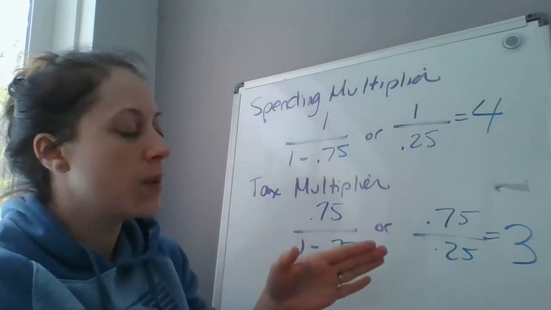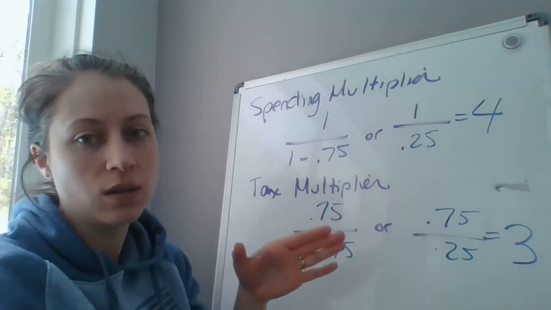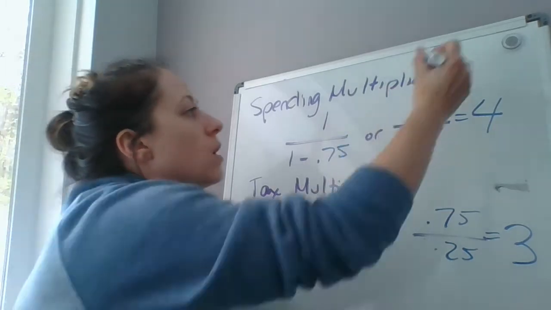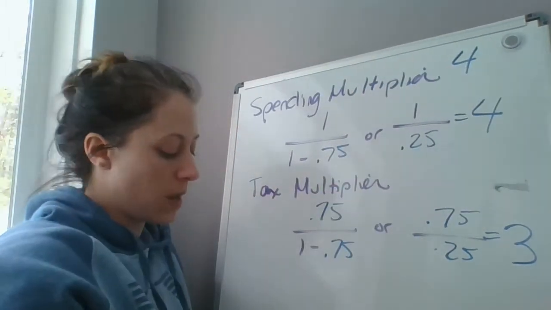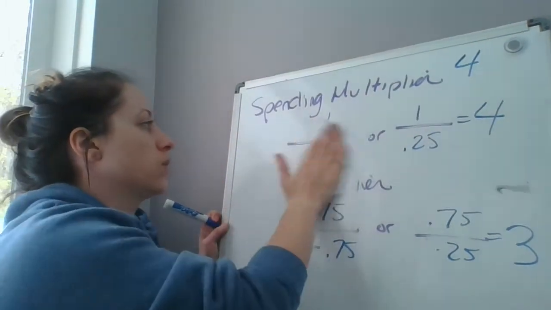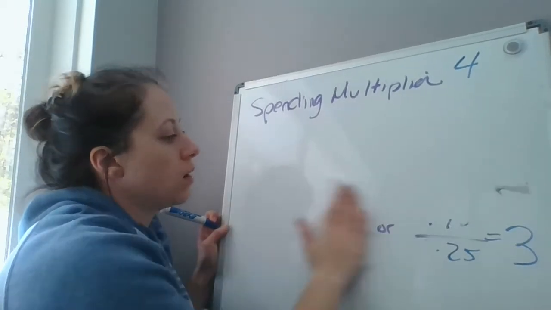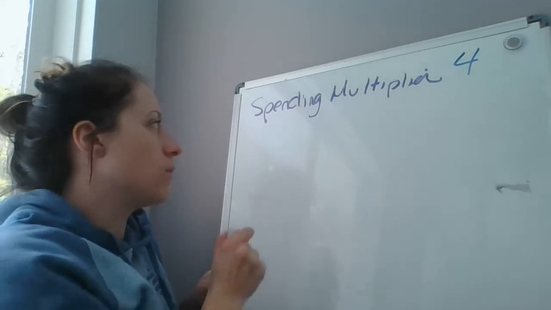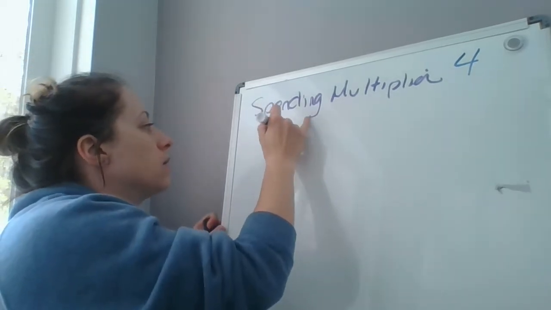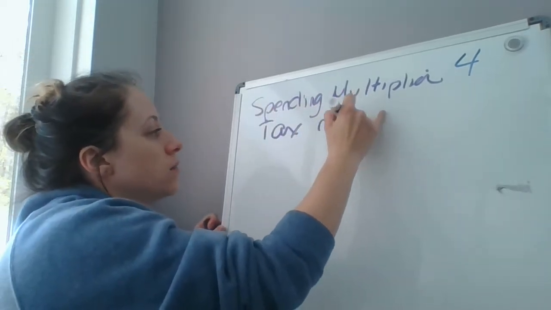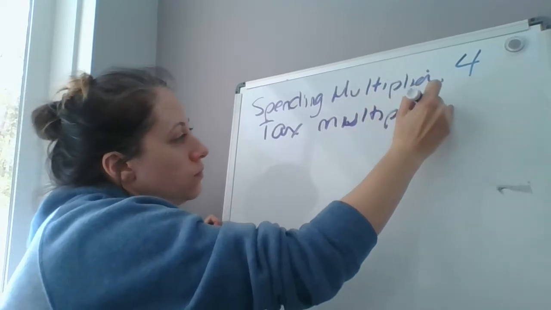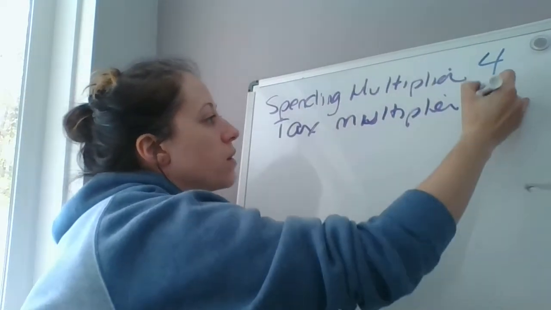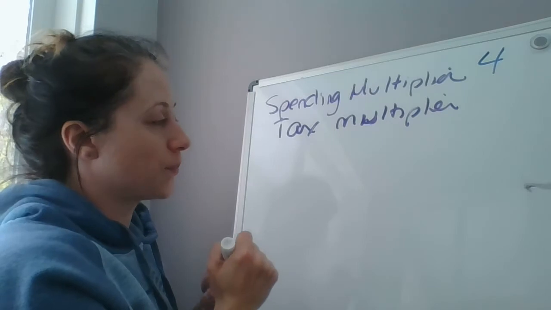All right, so now that we have these numbers, let's take a look at how we can use them. For the sake of space, I'm going to erase most of this. Okay, and we'll keep those numbers up just so we have them in mind. And so our tax multiplier is going to be 3.